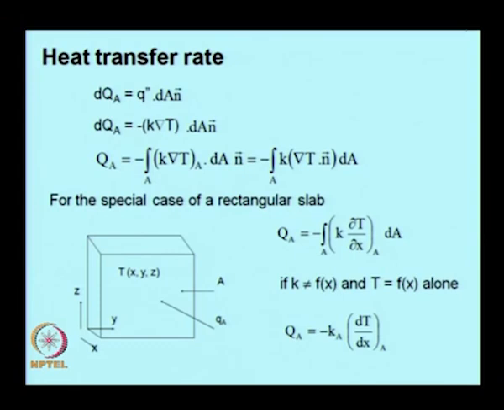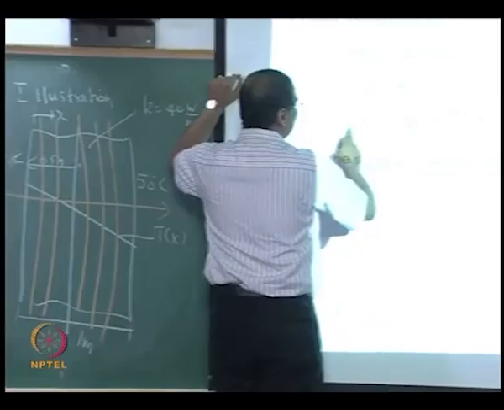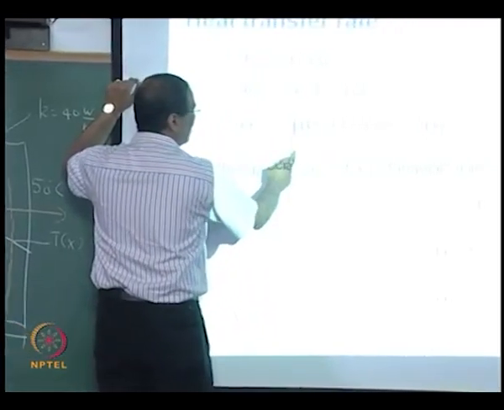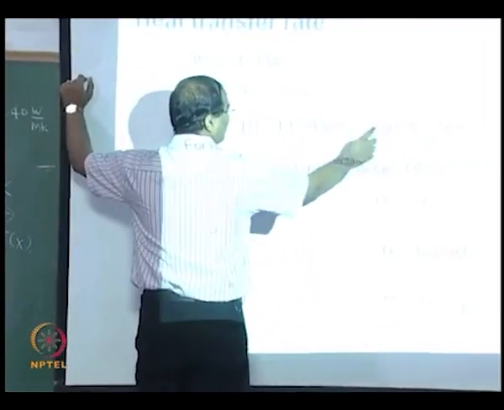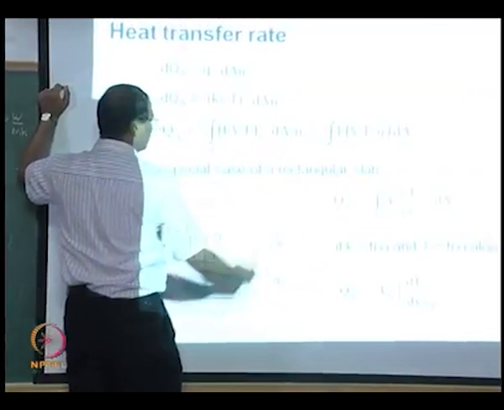So you can say that dq/dA is basically watts per meter square. So the elemental heat transfer rate is equal to the flux into the elemental area. So q can be replaced by k del T using Fourier's law, and therefore Q must be the integral of dq over A. Then you can write this as k into del T into n, where n is a unit vector.